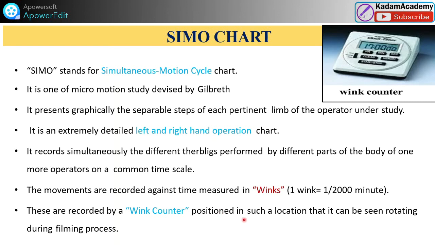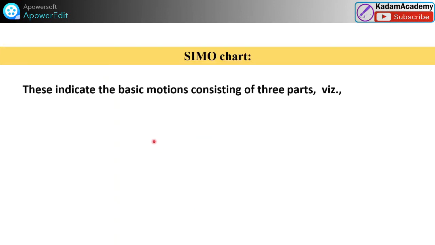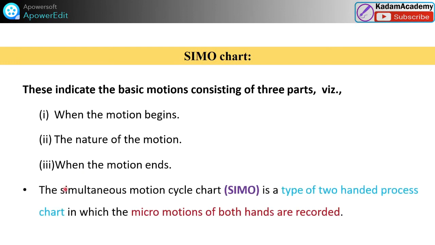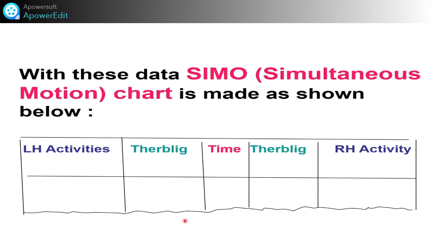The wing counter is positioned in such a location that it can be seen rotating during the filming process, which means it will be visible in the film also. So see, the SIMO chart indicates the basic motion consists of three parts: when the motion begins, the nature of the motion, when the motion ends, and the simultaneous motion cycle chart.